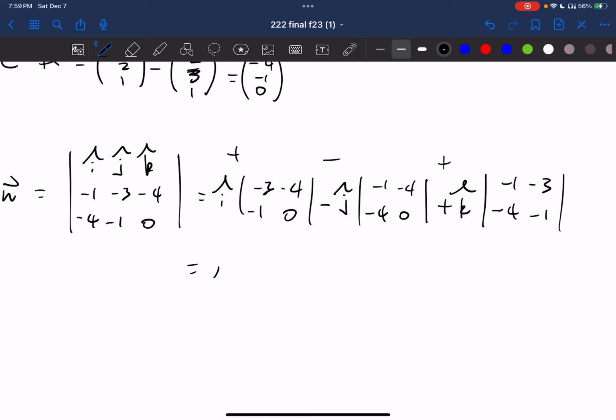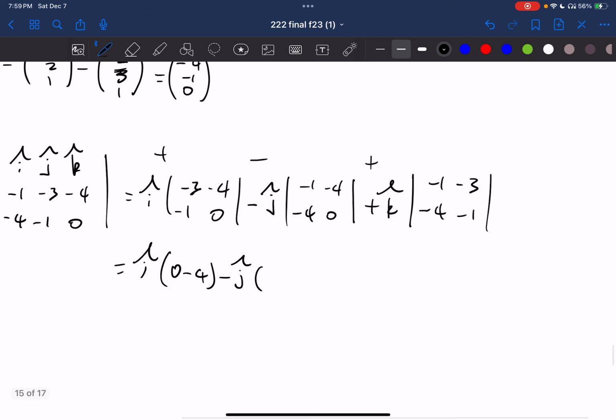So this will be equal to I. The determinant of this is going to be negative 3 times 0 is just going to be 0, 0 minus negative 4 times negative 1 is going to be 4. Minus J. Negative 1 times 0 is going to be 0, minus negative 4 times negative 4 is going to be 16. Plus K. Negative 1 times negative 1 is going to be 1 minus negative 3 times negative 4. Negative 3 times negative 4 is going to be what, 12?